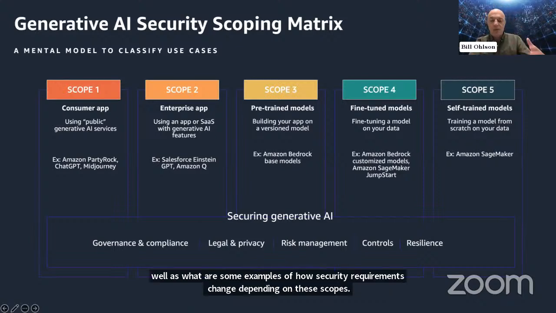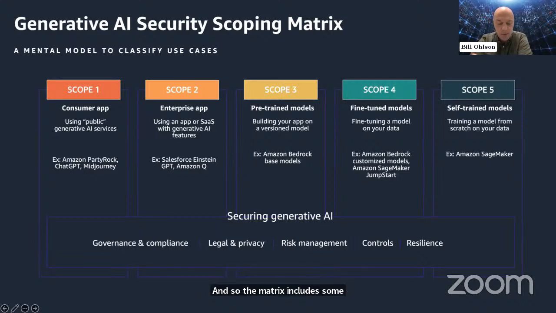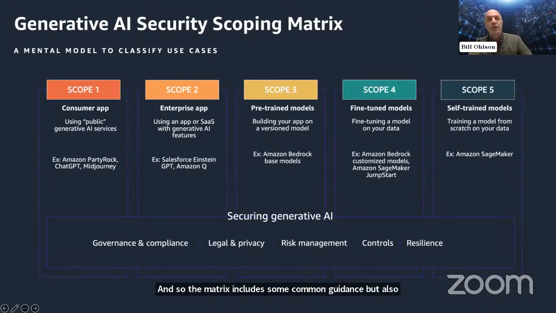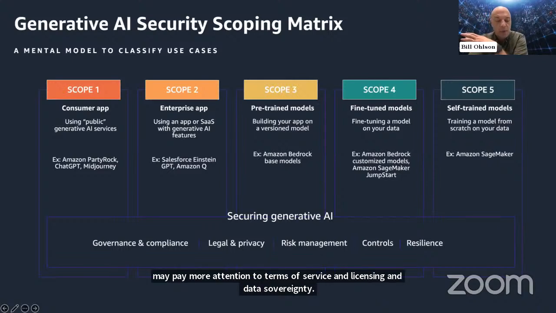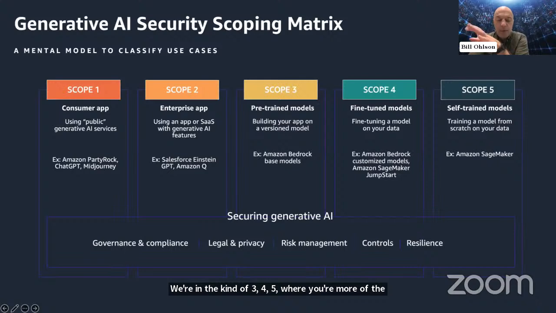The matrix includes some common guidance, but also helps you prioritize based on the scope that you land in. For example, with that off-the-shelf scope 1, you may pay more attention to terms of service, licensing, and data sovereignty. In scopes 3, 4, and 5, where you're more of the builder, your data can be used in the training and fine-tuning. So you may want to pay more attention to the data classification and data type of the assets that the solution you're building is going to have access to.